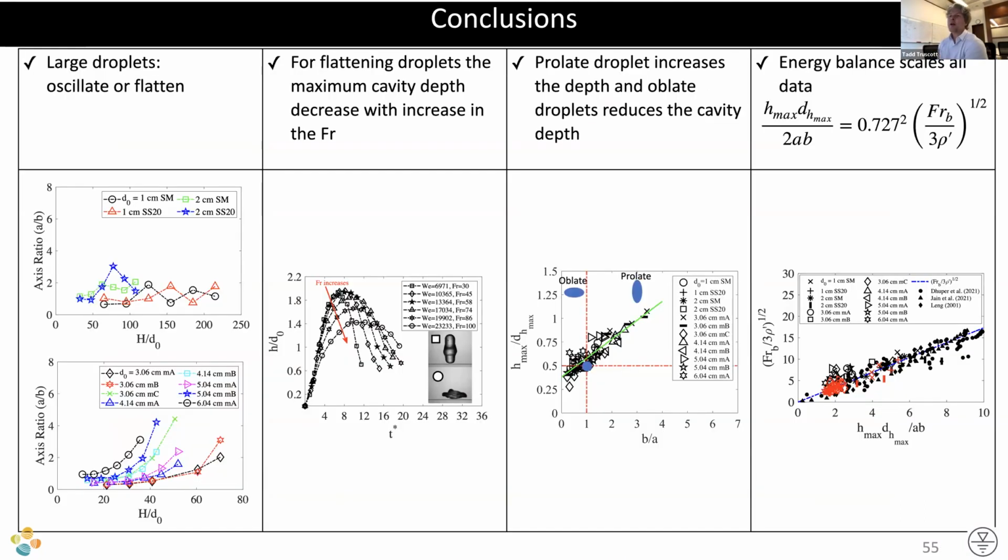And then just a couple other things: large droplets oscillate or flatten, which gave us some insight into some of the penetration depth questions people have had for a long time with droplets, and showed that prolate droplets increase the depth and oblate droplets reduce the cavity depth. So we need to take that into account and come up with a different scaling. And here it's basically also Froude number to scale it, but we're scaling by the height of the droplet at impact to the 1/2 power.